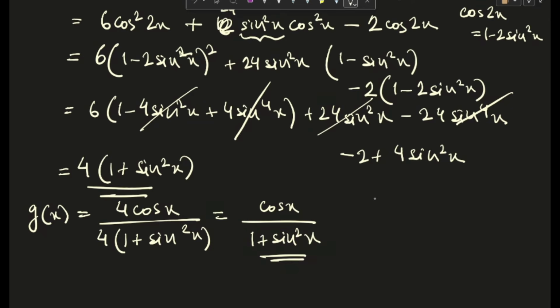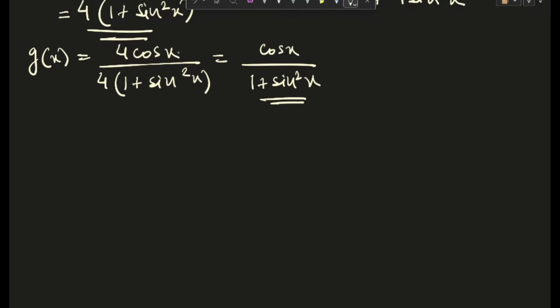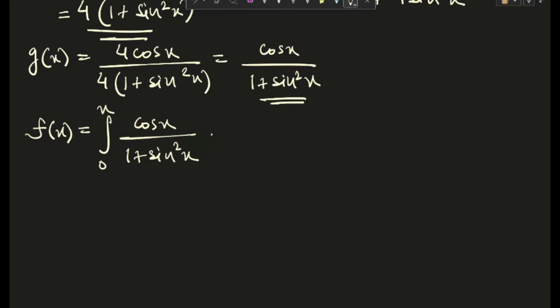And now I guess we have our g of x in hand. So let's look into what they have said further in the question. Furthermore, they have given us something here also, which is f of x equal to integral 0 to x g of t dt. After that, most of the questions are actually based on f of x, so we need to manipulate f of x. Let's do that. So your f of x is given out to be integral 0 to x cosine x whole divided by 1 plus sine square x dx.